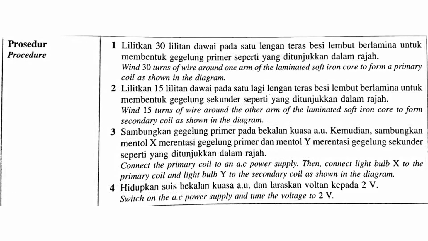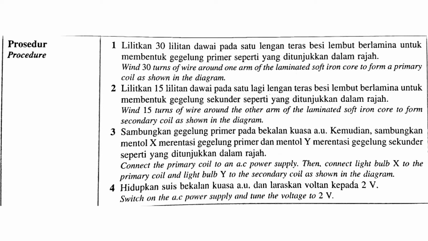Procedure: wind 30 turns of wire around one arm of the laminated soft iron core to form a primary coil as shown in the diagram. Wind 15 turns of wire around the other arm of the laminated soft iron core to form a secondary coil as shown in the diagram. Connect the primary coil to an A.C. power supply. Then, connect light bulb X to the primary coil and light bulb Y to the secondary coil as shown in the diagram.